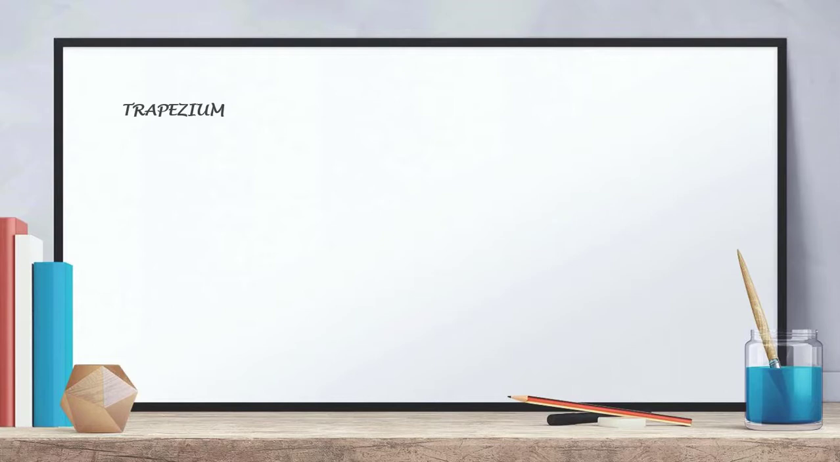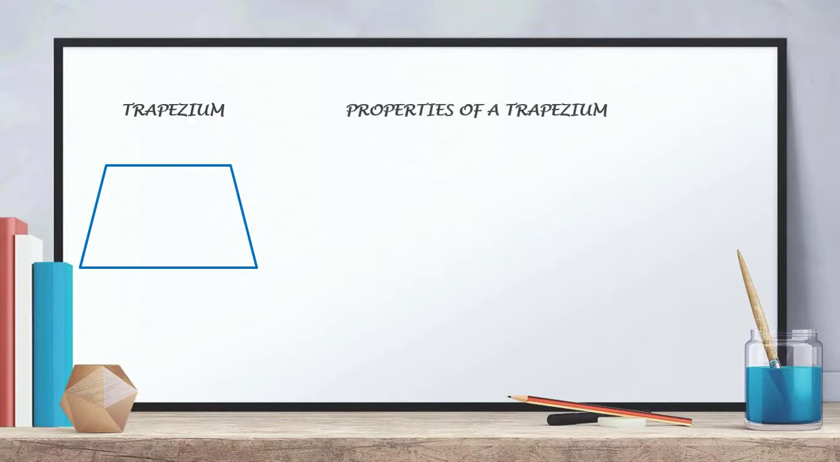Fifth geometrical figure in this study, the trapezium. A trapezium looks like this, and it has the following property. Only one pair of sides is parallel. Side A is parallel to side B. Only these 2 sides are parallel in a trapezium.